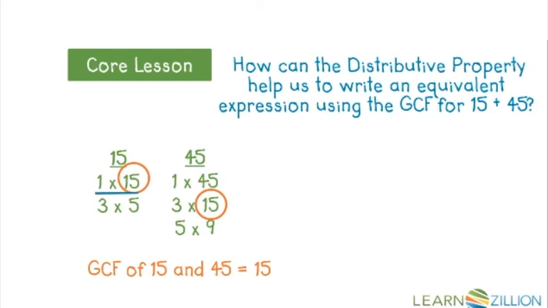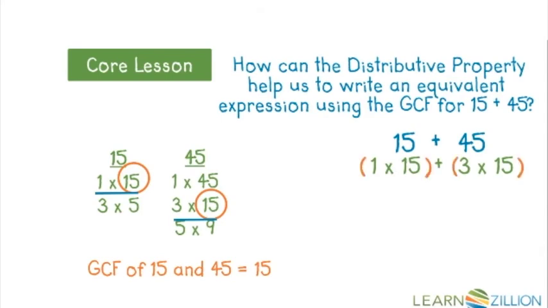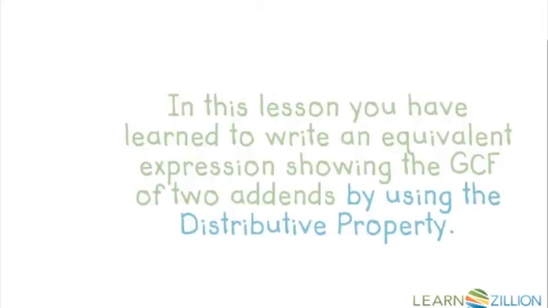So I know I can rewrite 15 as 1 times 15, and I can rewrite 45 as 3 times 15. So when I do that and use my parentheses to section off those two things, I have 1 times 15 plus 3 times 15. You're going to notice that 15 appears in both parts of that expression. So I can factor the 15 out, and that will leave me with 1 plus 3. So 15 plus 45 is the same as 15 times the quantity of 1 plus 3.